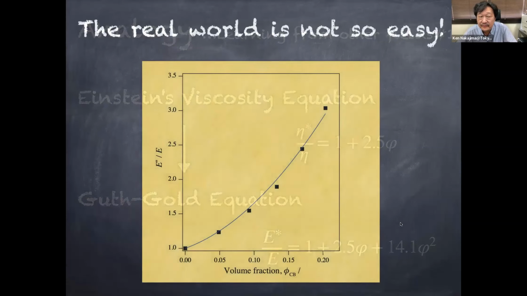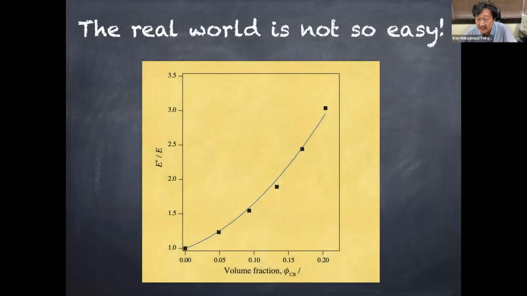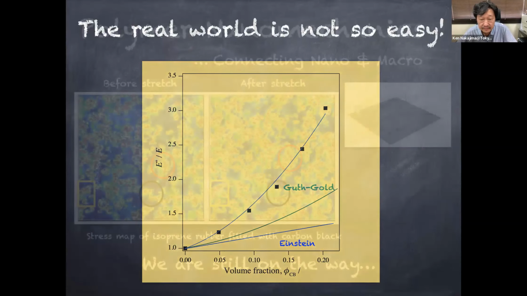But reality was not so easy. This is the experimental result. By changing the added filler level, we observed how much the modulus value increases. And this is the experimental result, but Einstein's equation, the Guth-Gold equation cannot explain it perfectly. So we need to modify their equation, but no one has succeeded in it yet.